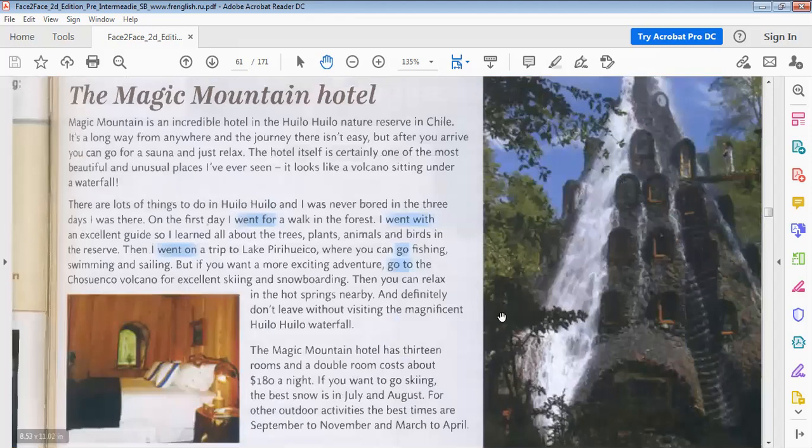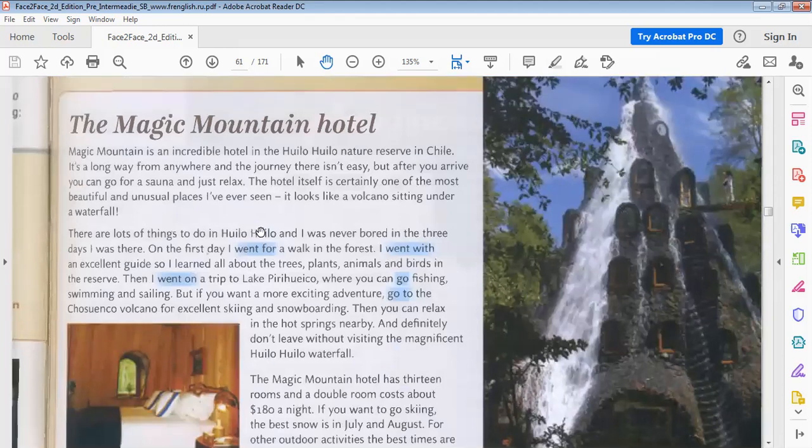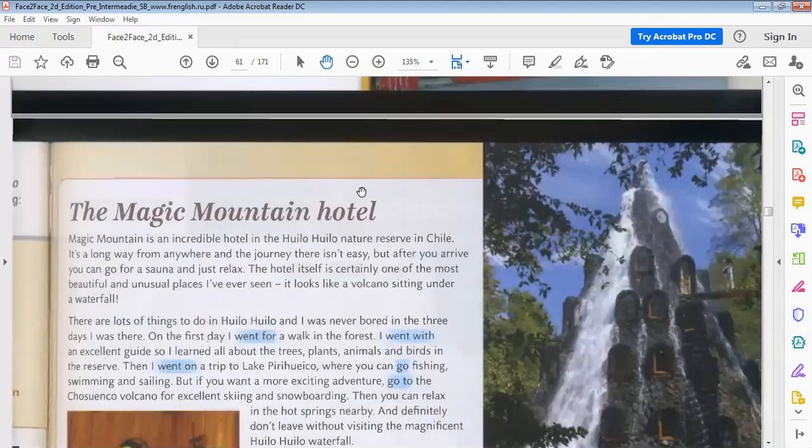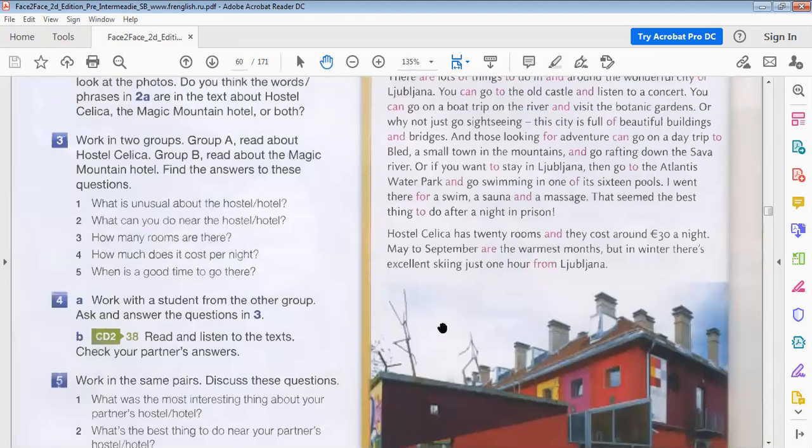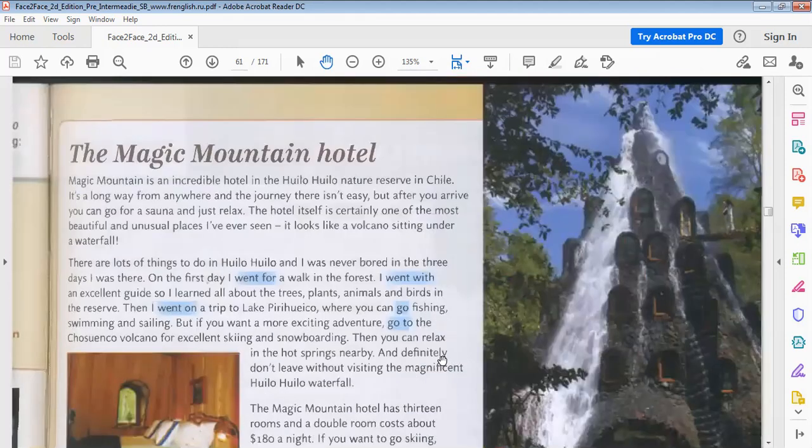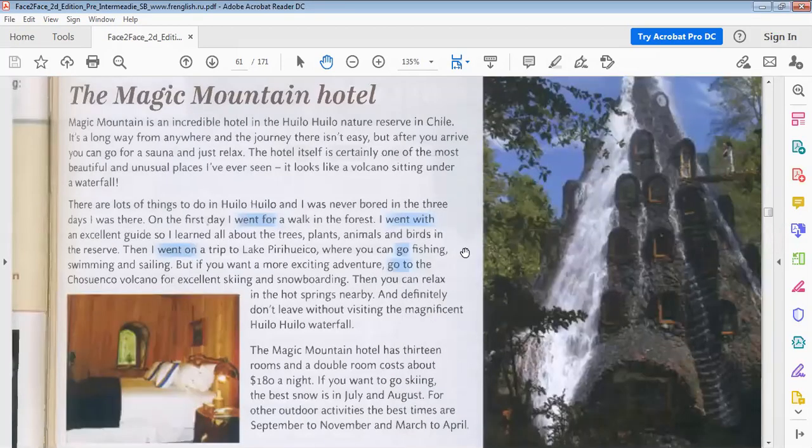Maybe skiing. But you can go skiing in both places. Near the Magic Mountain Hotel, and you can also go skiing near the hostel. So this means both places are interesting for you. Rafting, you can also go. I don't know if you can go rafting here, but you can go sailing near the Magic Mountain Hotel.